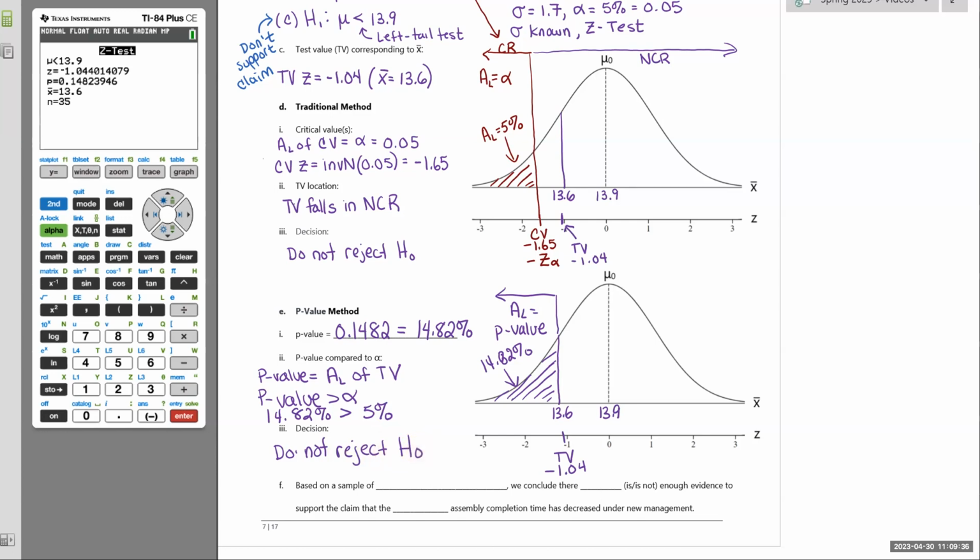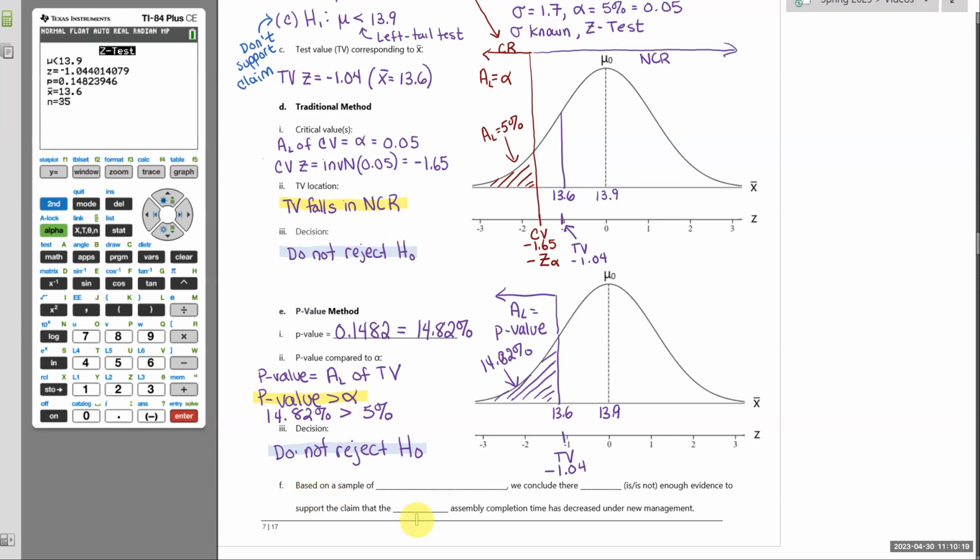Okay. So if the traditional method decision was don't reject H naught, the p-value method decision has to also be do not reject H naught. We're just doing the same problem using two different methods. Nobody would ever do both methods except us because we're learning both of them. You would usually pick one method or the other, but they would have to agree in their outcomes for the decision. And what that tells me is that anytime your test value falls in the non-critical region, it guarantees that you're going to have a p-value bigger than your alpha. So these things always go together.